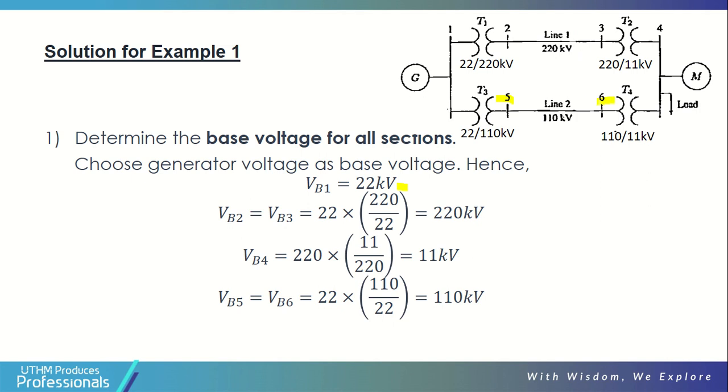VB2, V base 2, at the secondary side of transformer 1, is related to the voltage at the primary side of transformer 2. We transfer to the secondary side by using the turn ratio of the transformer. If you still remember, V1 over V2 equal to N1 over N2. In this case, VB2 is at the secondary side, so we have V2 equal to N2 over N1 times V1.